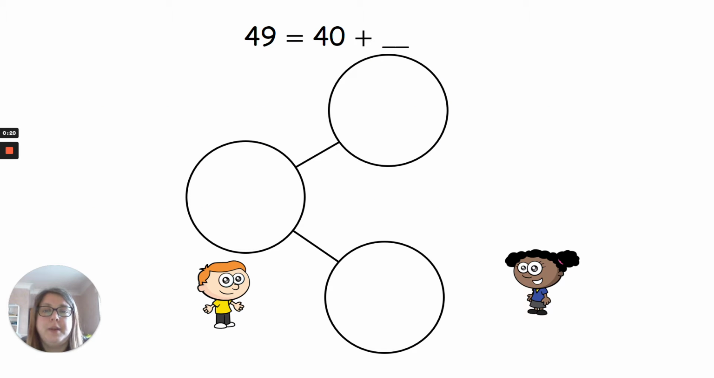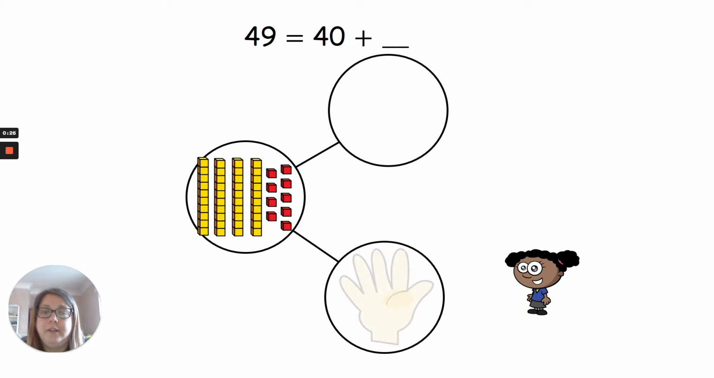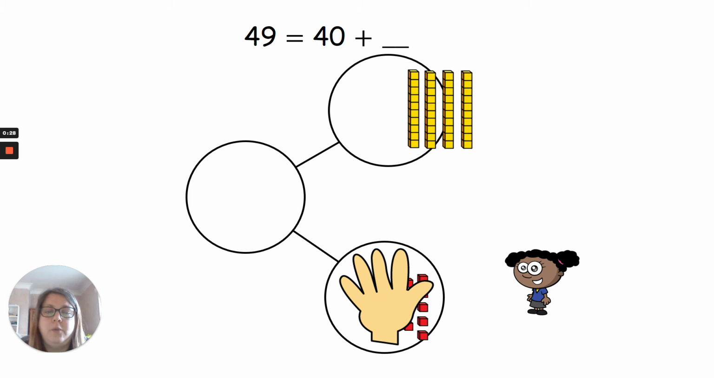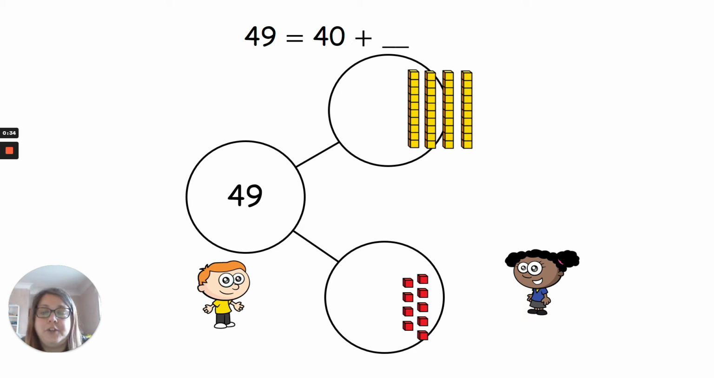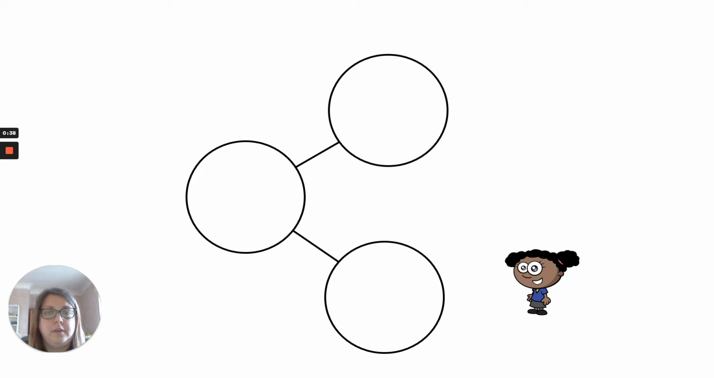So what we've been doing is we've been looking at a number and pulling it apart into tens and ones. So we had 49 and we knew that was 40, and what other number goes with it? It's 9, isn't it? Because 49 is made of 40 and 9. But this time, today, we're going to be just looking at the tens number.